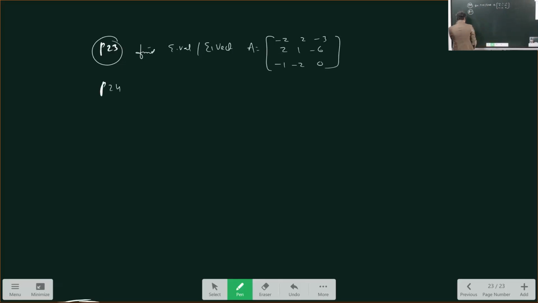P24: 1, 2, -1, 1, 2, -1, 0, 2, 2, 0, 0, 2. I think this also we worked out. P25, P20. I'm trying to give all possibilities with repetition case, with no repetition. Like that I'm trying to select the problems, okay?